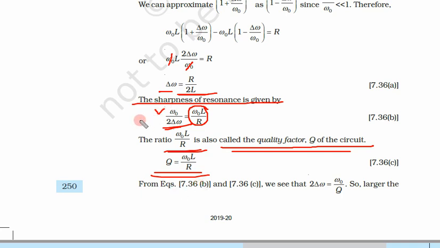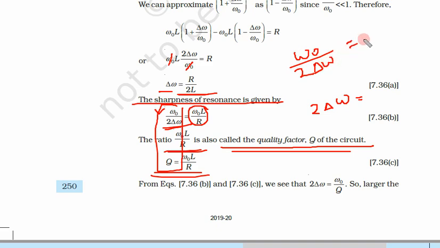So from these equations what we can see, let us put this omega naught and 2 delta omega and Q on the same side. So what we get? We get 2 delta omega is equal to this omega naught by Q, because we are equating this left hand side with left hand side. So what we get? Omega naught upon 2 delta omega must be equal to Q. Hence 2 delta omega is equal to omega naught by Q.